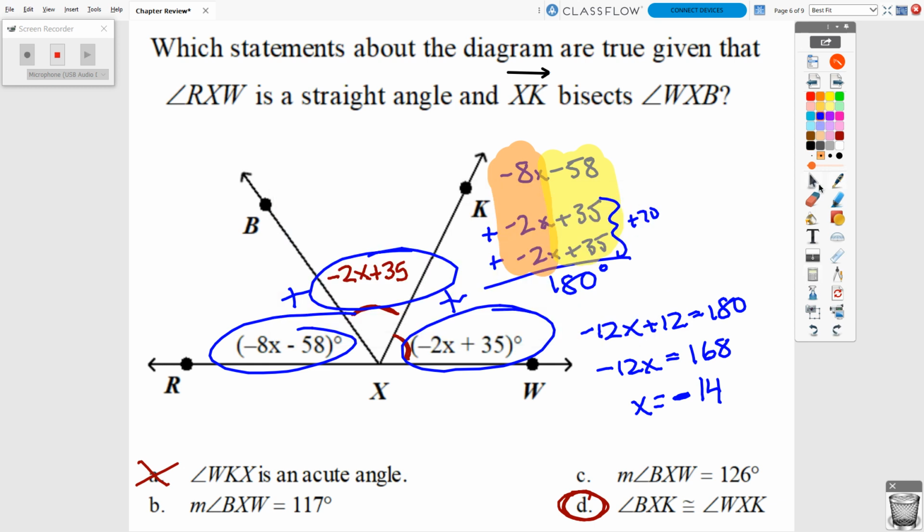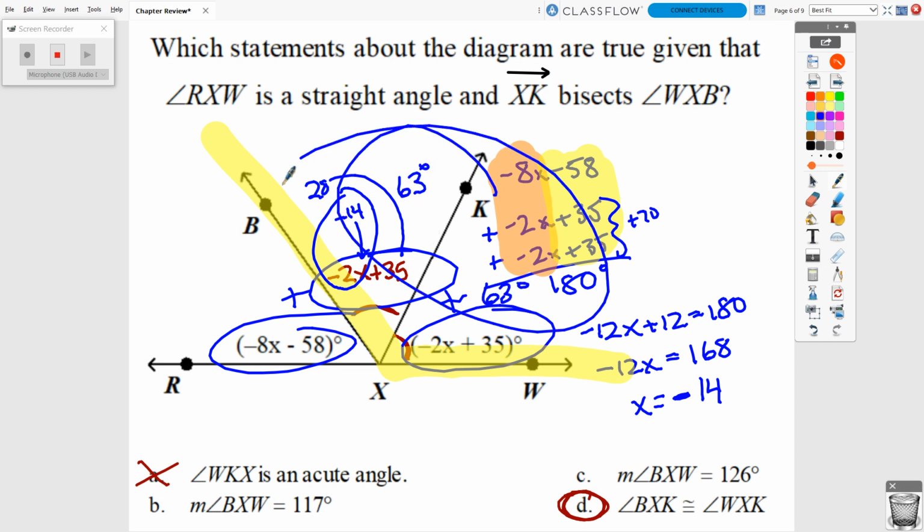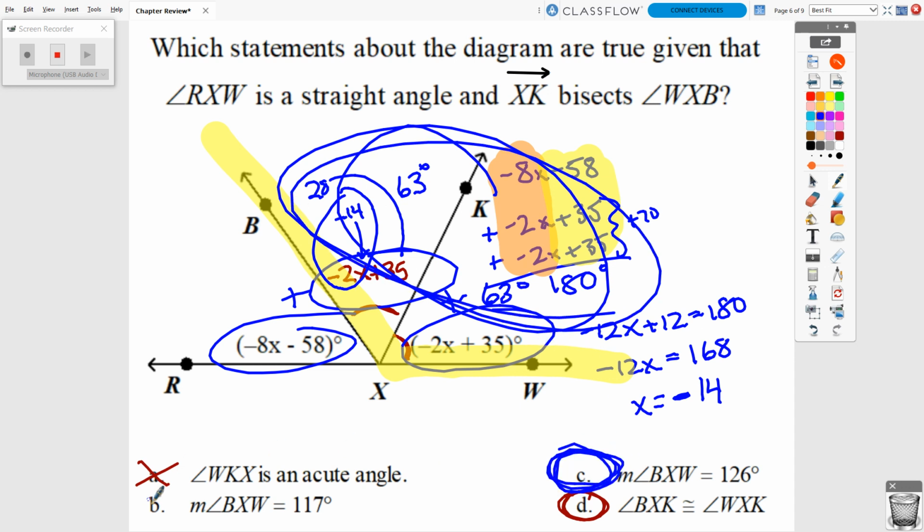Okay. What were we trying to figure out? Oh, BXW, right? We're trying to figure out how big this big angle was. So if I plug negative 14 back into the negative 2x plus 35, then negative 2 times negative 14 is 28. 28 plus 35 gives me, what, 63? And that means that this angle is 63, and 63 and 63 for this whole big angle makes it 126. So we know it's not 117, but it's in fact 126. So there's our two answers there.